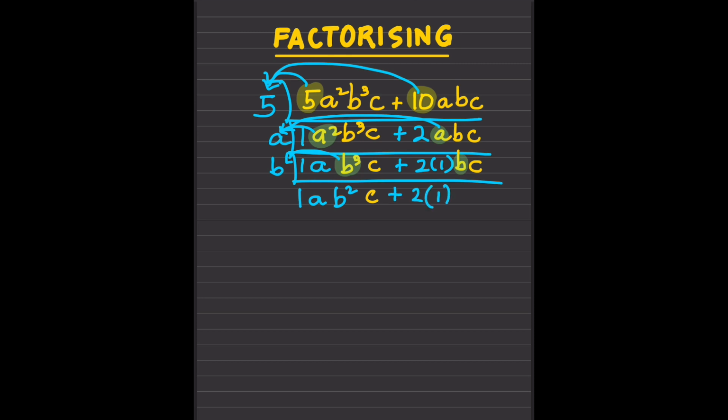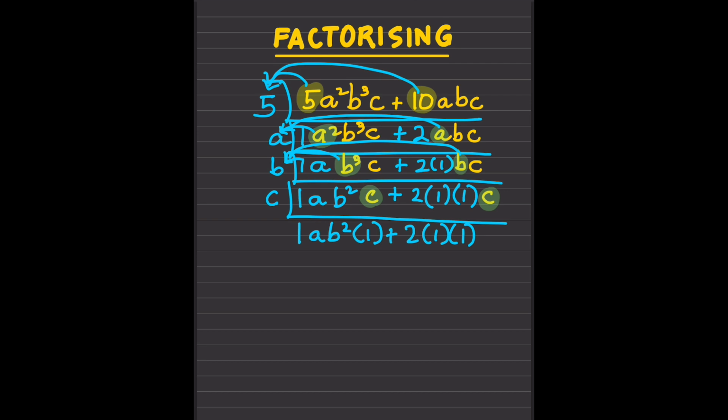So we have 2 times 1. b divided by b is another 1. And then just bring down the c. Are we done? Not yet. Why? Because we still have, okay, the variable c, which is a common factor to both terms. Okay, so let's continue. So divided by c. So c divided by c is 1. So you have 1ab squared times 1 plus, let's just bring this down, c divided by c is 1.